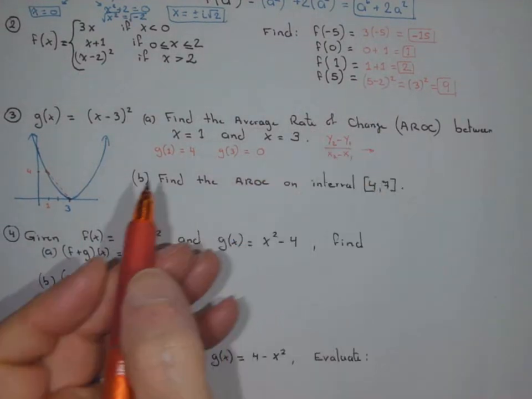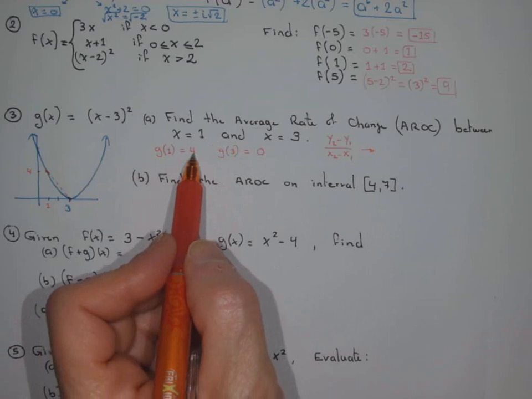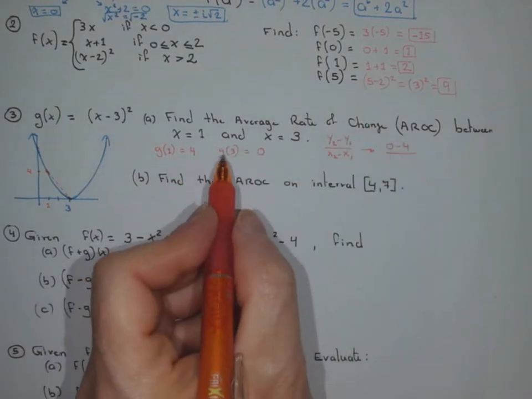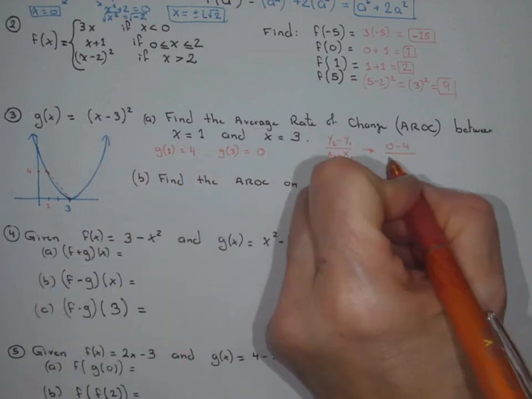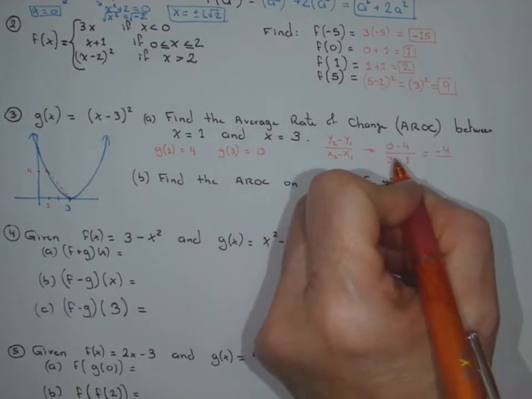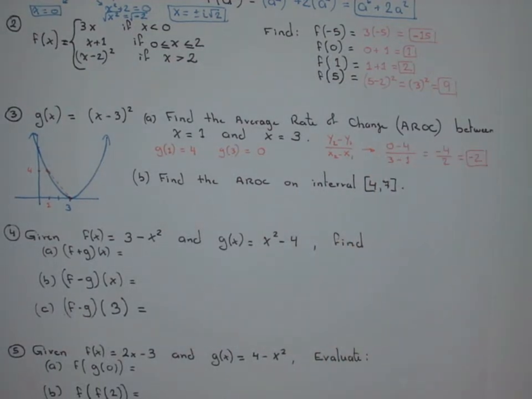So this here would actually give me my y is 0, and this y is 4, so 0 minus 4. And then the x's will be 3 and 1, so 3 minus 1. So that's a negative 4, and 3 minus 1 is 2, so that will be negative 2. So the average rate of change here will be negative 2.